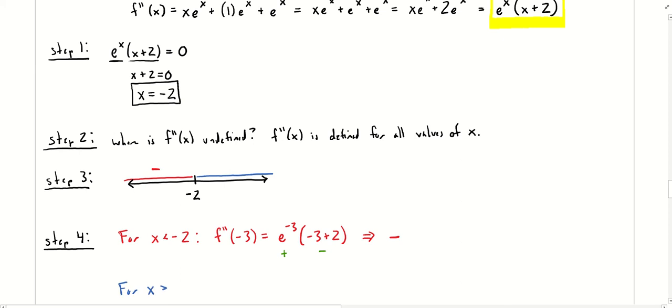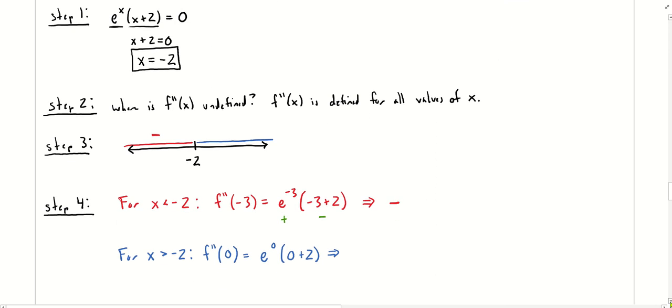For our second interval, x greater than negative 2, I'm once again going to pick a value on that interval and plug it into my second derivative. 0 is on this interval, a nice easy number to work with. So if I plug that into my second derivative, I get e to the 0 times 0 plus 2. e to the 0 is 1, which is positive. 0 plus 2 is 2, which is positive. So we're going to have a positive second derivative on this interval.